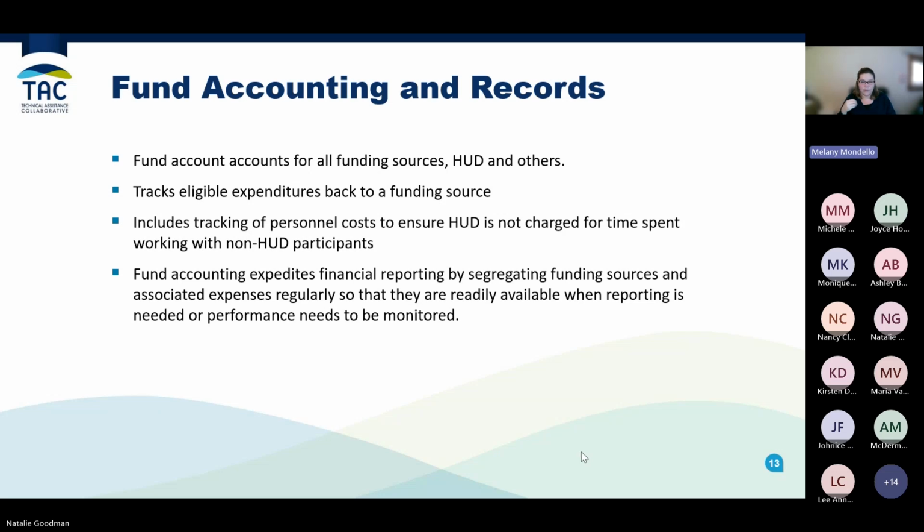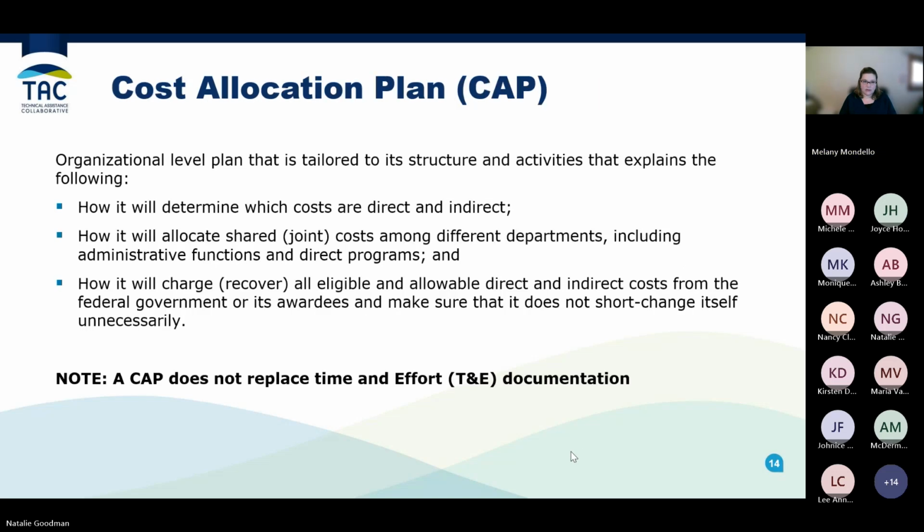Okay, last thing before we get into the actual costs that you're looking to track, go to the next slide. There's something called a CAP, a cost allocation plan. Again, this is something at the organizational level. This is a plan that helps agencies determine what they're going to charge directly to a funding source, and what's going to be part of their indirect costs, just general costs it takes to run the agency.